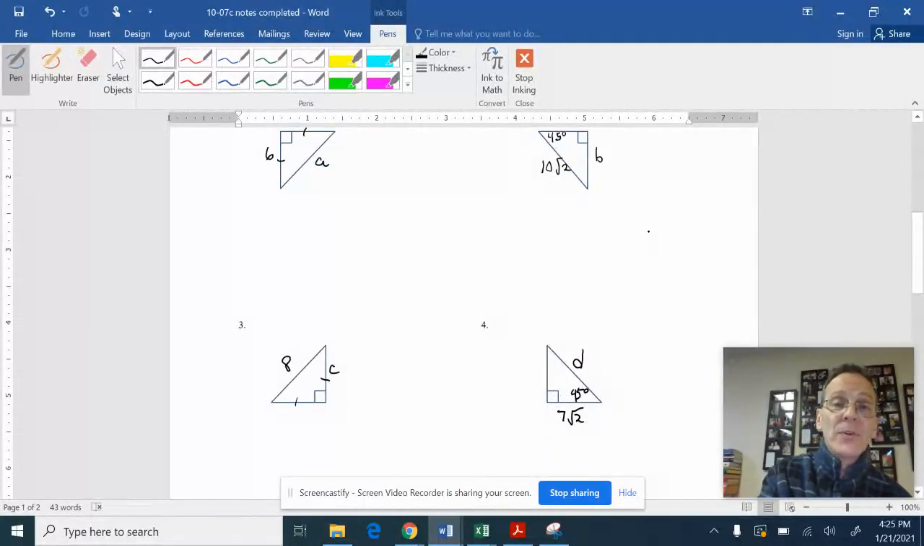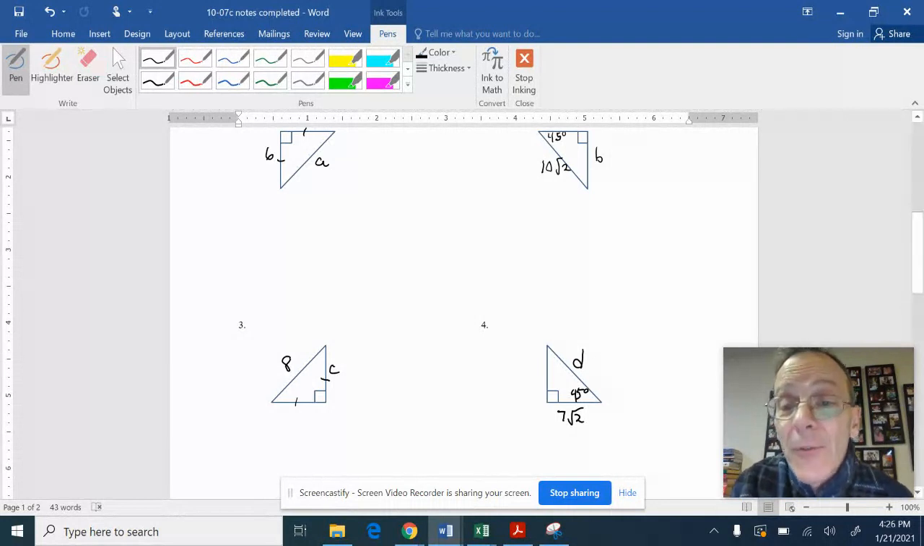On number 3, again, is marked isosceles right triangle. Number 4 has a right angle and a 45 degree angle in it. That does say 45 degrees, by the way. Don't misread that as 95 degrees. That would not be possible. If we already had a 90 degree angle, you couldn't possibly then squeeze a 95 degree angle into the triangle. But I'm sorry for my sloppy writing.